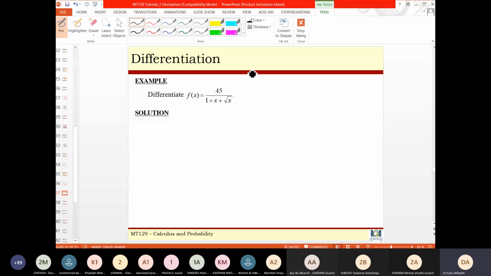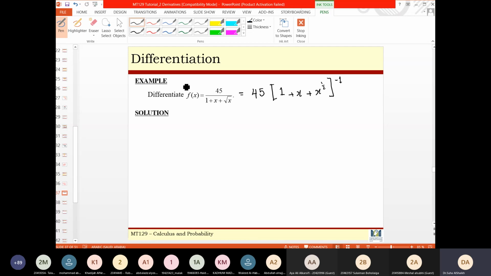There is a division rule. You are correct, Ahmed, but this is not until tutorial 4. For tutorial 4, we will talk about the division rule. We are still not familiar with this. So this can be written as 45, and this is 1 plus x. And what does the root of x mean? It means x to the power half, and this is to the power minus 1, correct? Can I rewrite this like this? What does the denominator mean? It means it is to the power minus 1.